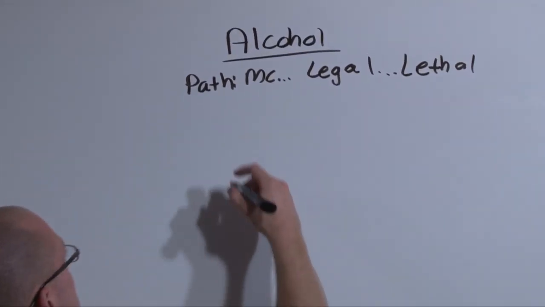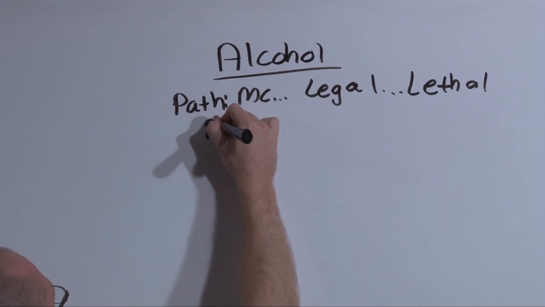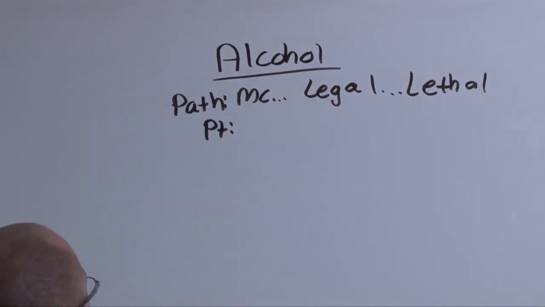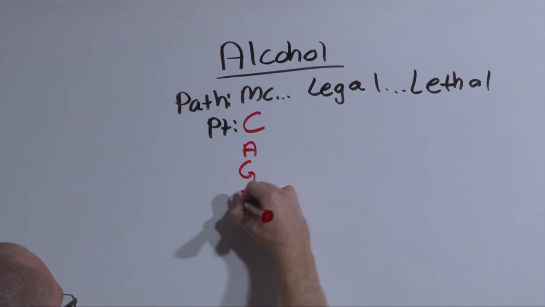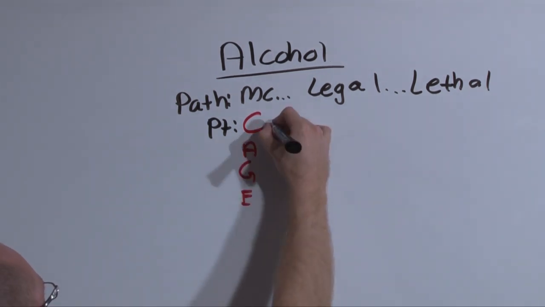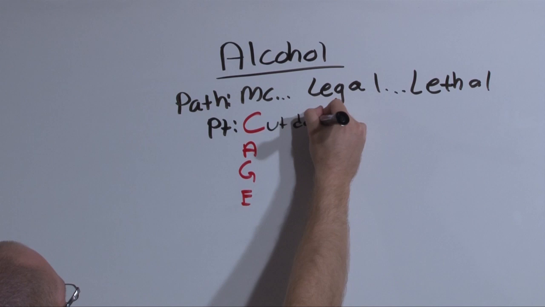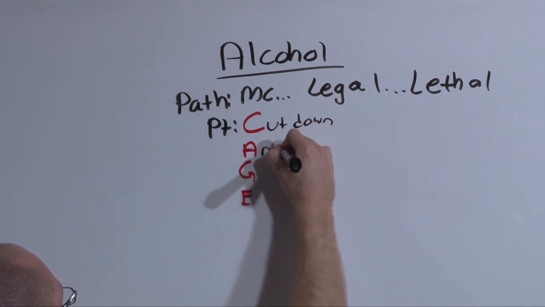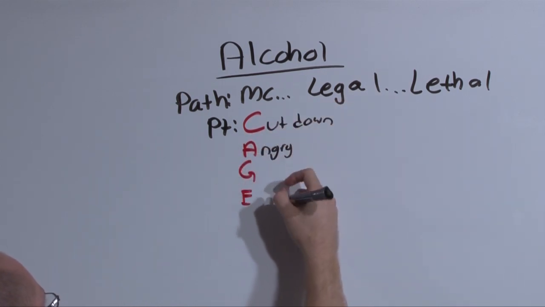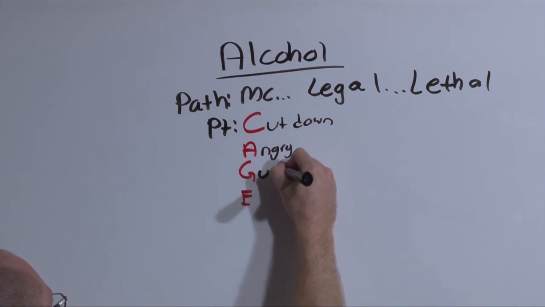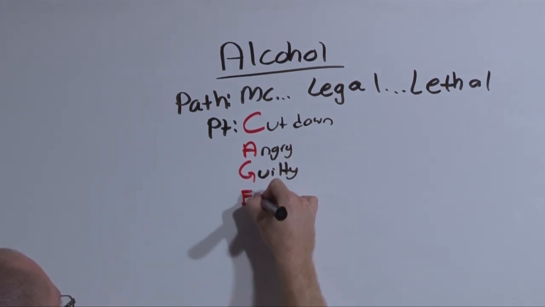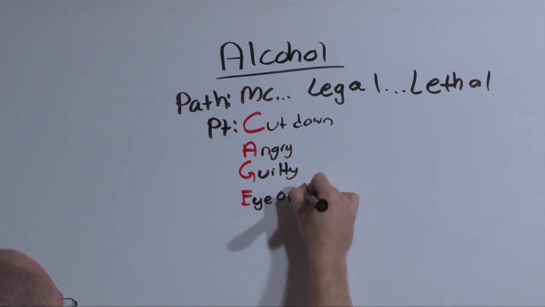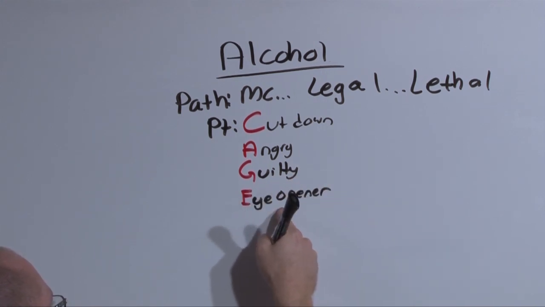The way you screen someone to see if they are an alcoholic is using the CAGE questionnaire. You ask, have you attempted to cut down recently? Do you get angry when people ask you about your alcohol use? Do you feel guilty about drinking or the things you've done while drunk? And do you need an eye opener? That is, can you start the day without a glass of alcohol?